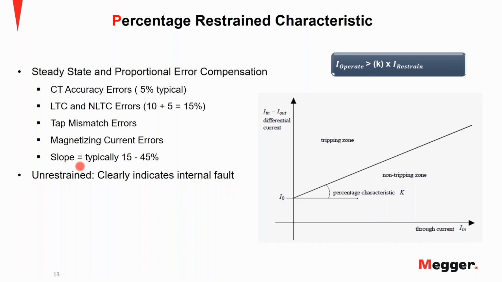The slope can usually range somewhere between the 15 to 45% range. In the electromechanical world, we had predefined settings, so you would have a couple of tap screws inside that would dictate it was either 15, 25, or 40. Nowadays, in newer relays, we can fine tune this. You can make these a little bit more precise, a little bit more accurate, and as close to those settings as possible, so we don't have the huge amount of error that we used to with the electromechanical relays. And then we also have the unrestrained value, which is clearly an internal fault.